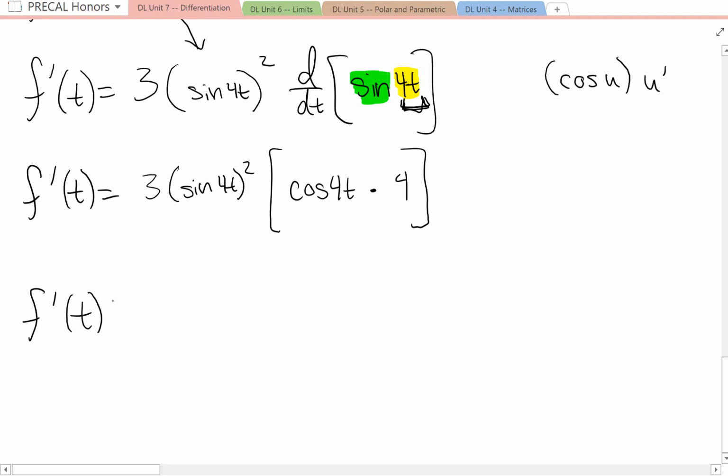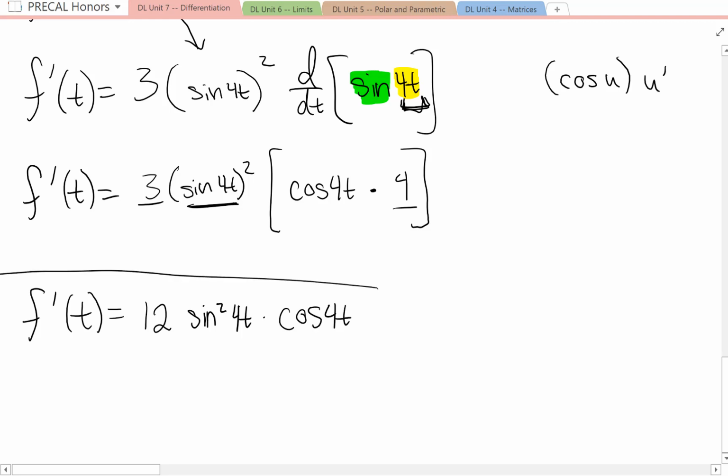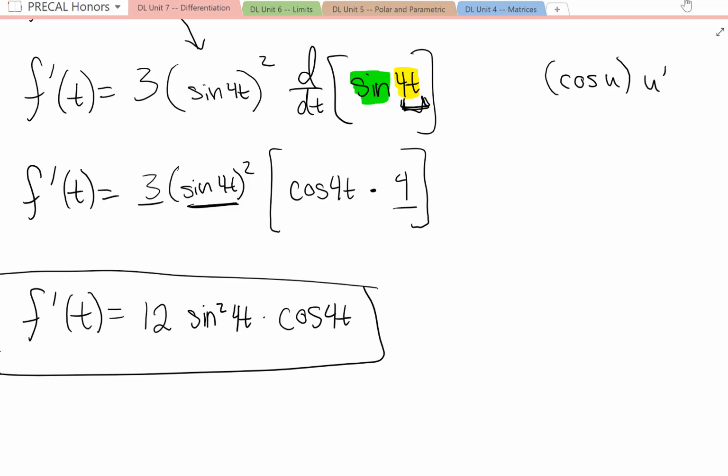F prime of t is equal to, everything is a product, so we just need to rearrange so it looks nice. 4 times 3 is 12 times sine of 4t squared, which I'm going to write as sine squared of 4t, times cosine of 4t. And that's your answer.